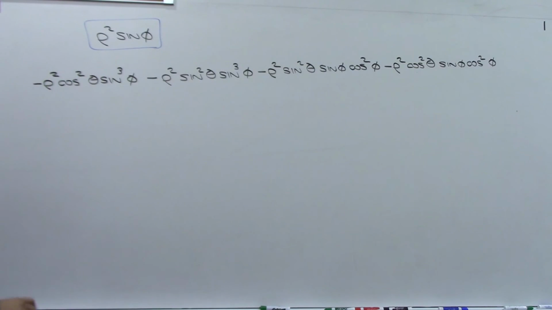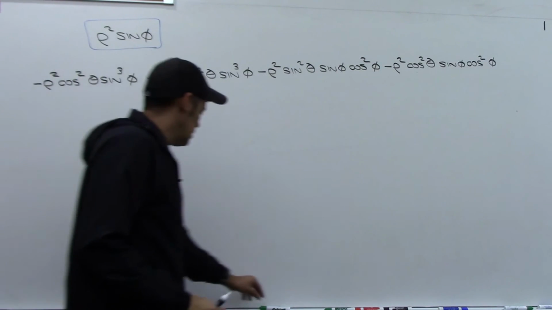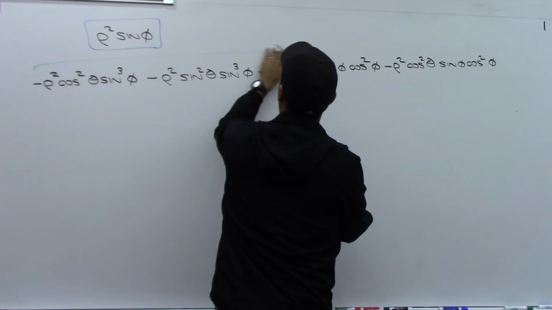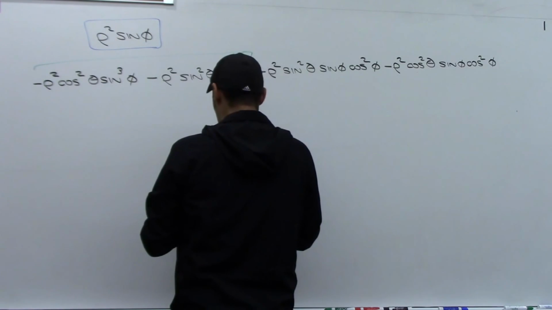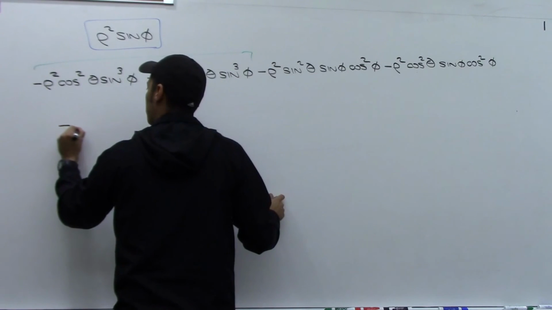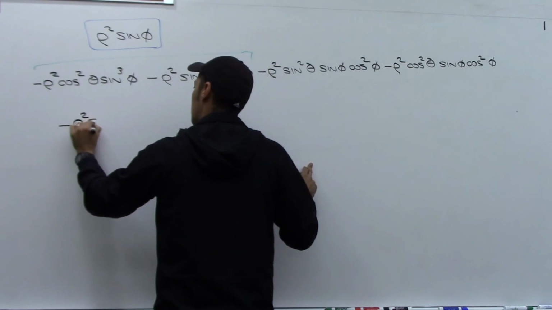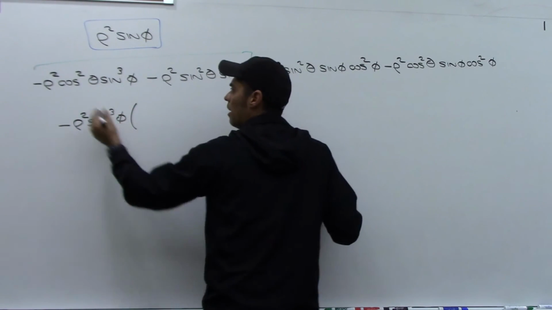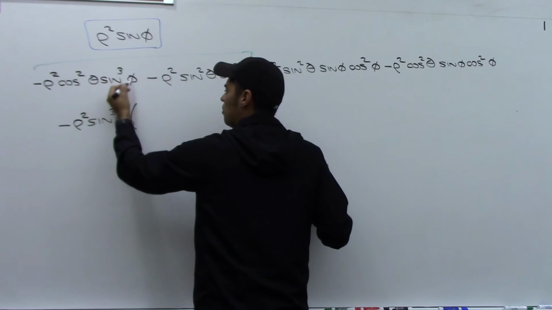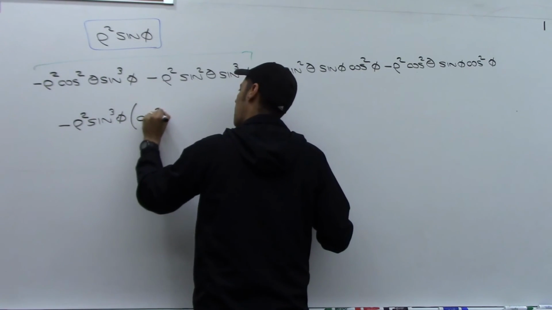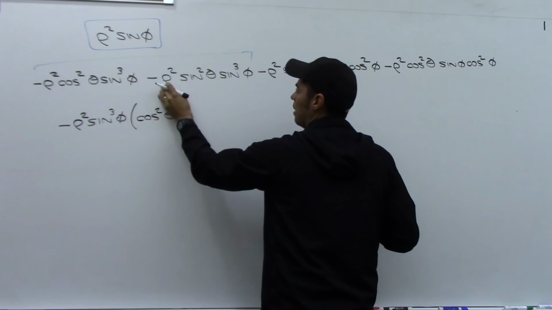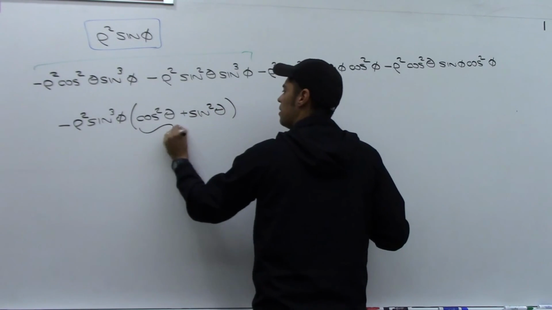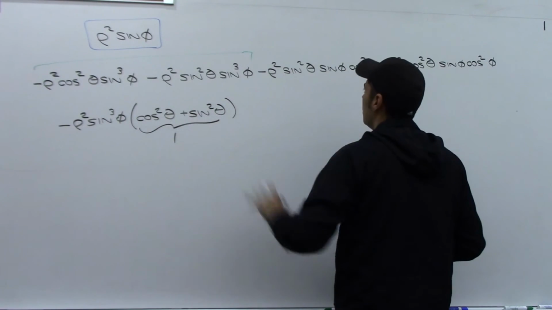And now I've got some really cool things happening here. Greatest common factor, just look at these 2 terms right here. They both have a negative rho squared. They both have a sine cubed phi. So I factor that out of both. And when I do that, I'm left with cosine squared theta. If I do the same thing over here, took out the negative rho squared and sine cubed phi, I get plus sine squared theta. And we all know this is 1. So that's going to be real nice over there.